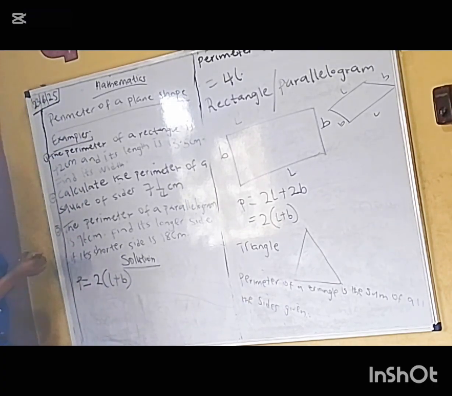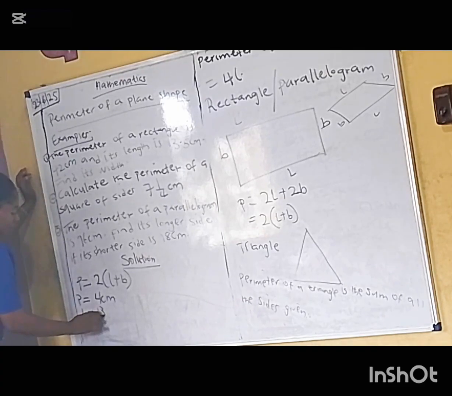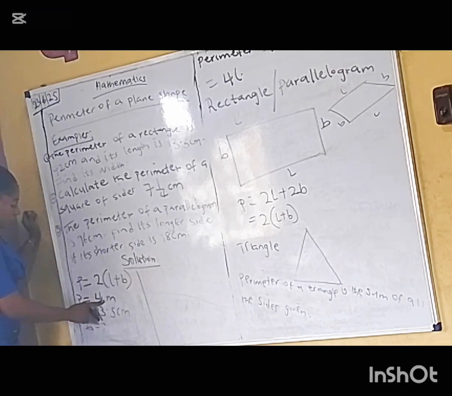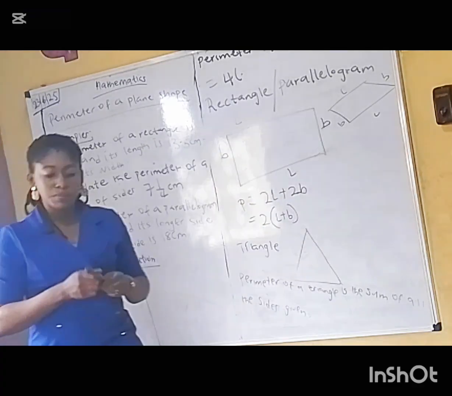So we have the perimeter. What did they give us as the perimeter already? 42 centimeter. The length as what? 13.5 centimeter. And the breadth is what? Unknown. That's what we are asked to look for. Is that not so? So we move on. So in place of P here, we'll now put what? 42.